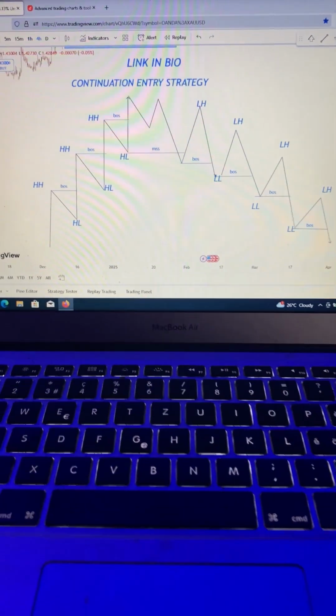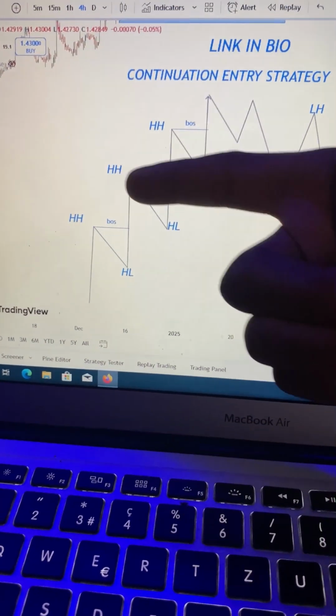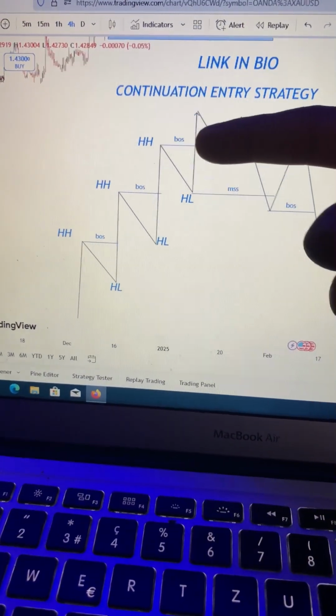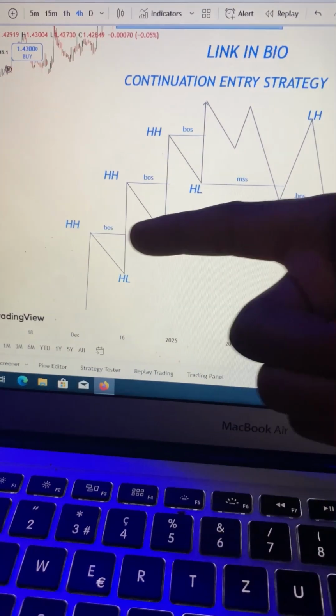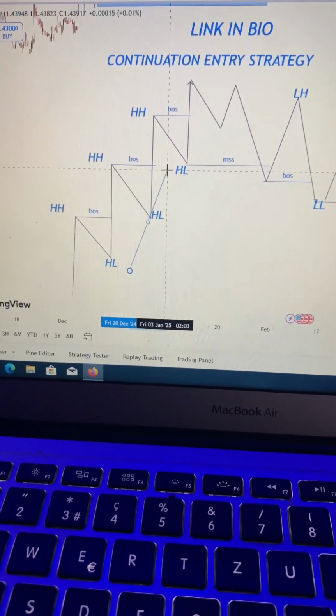Can you see? We see a series of higher high, higher low, higher high, higher low, higher high, higher low, higher high, and this is a break of structure, this is a break of structure, and this is a break of structure. This is telling you that price is going in an uptrend, right?